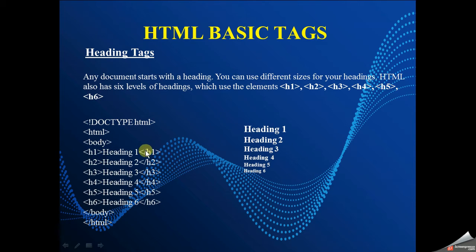Now H1 includes H1 opening tag, H1 closing tag, H2 and H3 opening and closing, H4 opening and closing, H5 opening and closing, and the same for H6. Now H1 has the highest size of your heading. H2, then H3, H4, H5 and H6 has the minimum size. So these are the various heading tags that you will be using. Okay, is that clear?